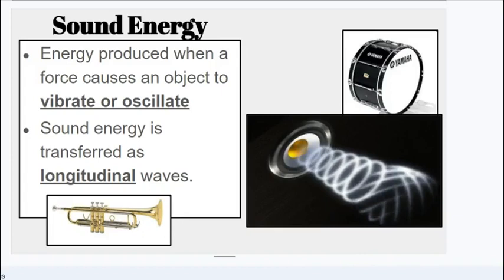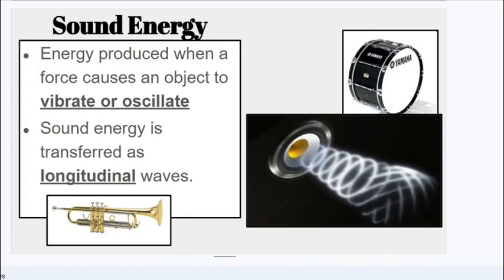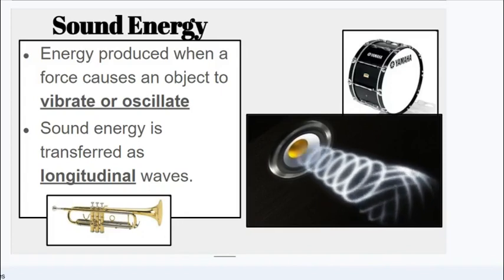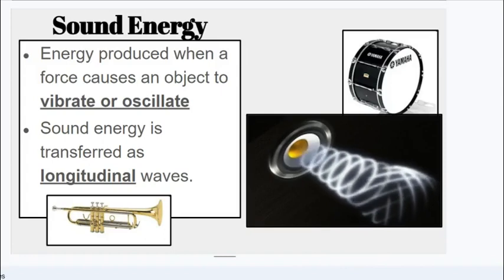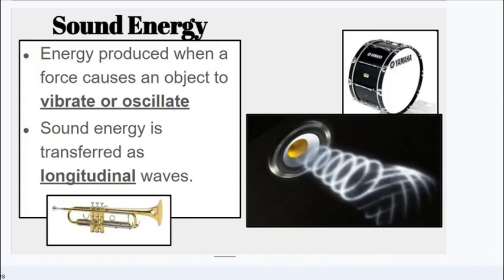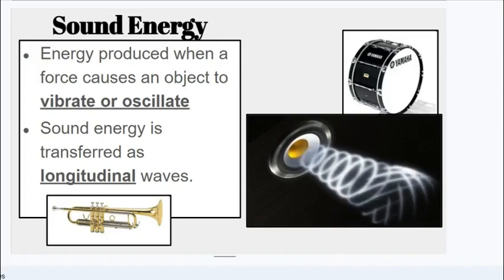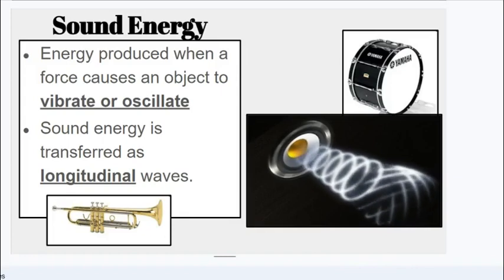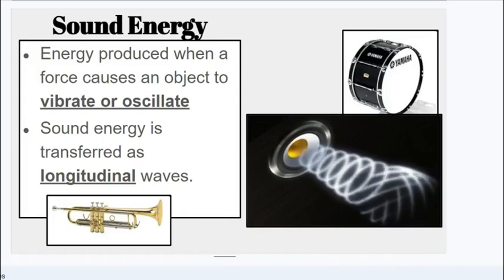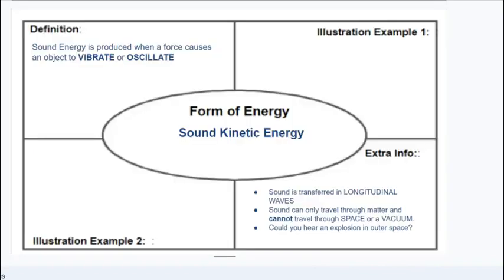Now, the first form of kinetic energy you're going to learn about is sound energy. Sound energy is energy produced when a force causes an object to vibrate or oscillate. These vibrations or oscillations are movement that produces sound. Sound energy is transferred in longitudinal waves. Without those waves, we wouldn't be able to hear sound. Without matter, we can't hear sound.